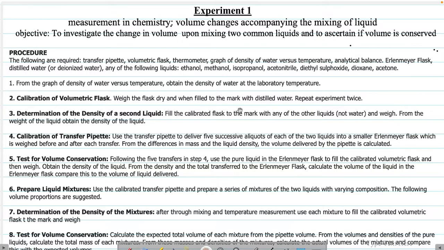Now the first procedure, like I said, using the graph of density versus water, obtain the density of the water at the laboratory temperature. For this particular first procedure, we don't have to do anything. They'll give you guys a value in the lab.